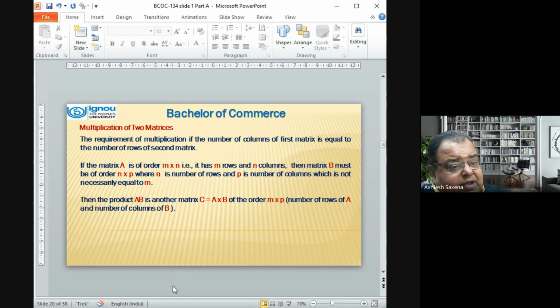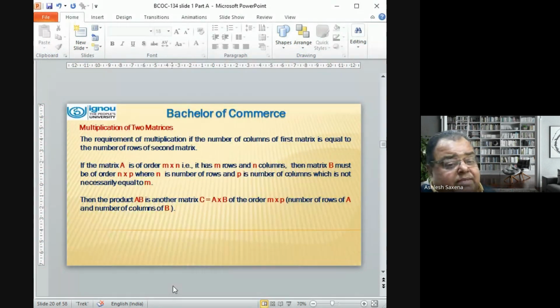If matrix A is of order m cross n, that means m rows and n columns, then matrix B must be of the order n cross p, where n is the number of rows and p is the number of columns, which is not necessarily equal to m. The condition is that the number of columns of the first must be equal to the number of rows of the second.